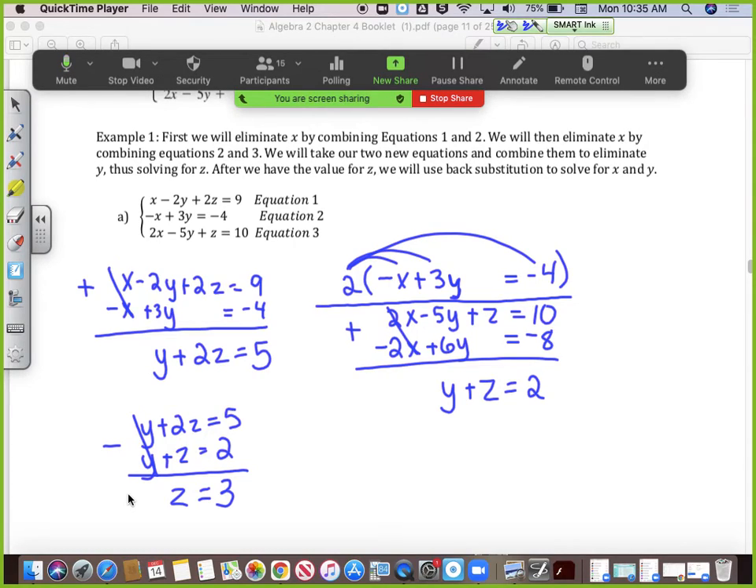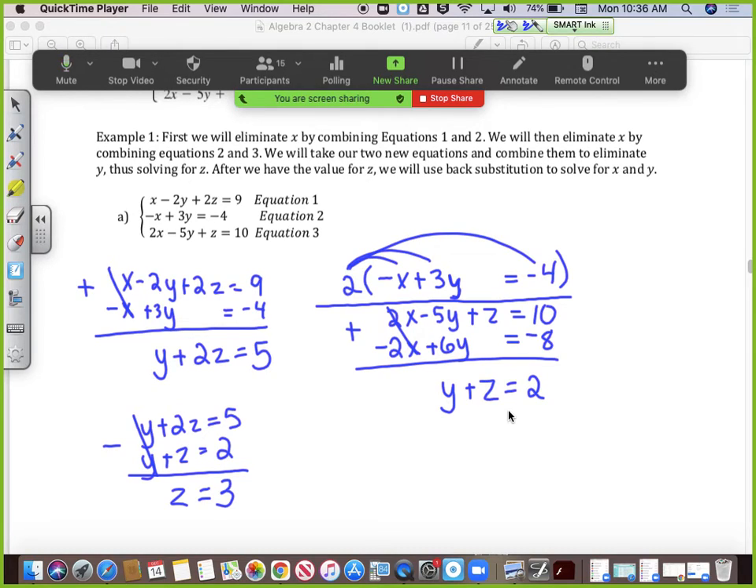Now I know what z is equal to, I then have to look for the equations that might be helpful for me to find out the answer to another one. So I go through these equations. X minus 2y plus 2z equals 9. Negative x plus 3y equals negative 4. And 2x minus 5y plus z equals 10. So none of these ones really are helpful. So if I look down through the other ones that I already created, why don't I look at these two here? Y plus 2z equals 5 and y plus z equals 2. I can use these equations and I can then find what y is.